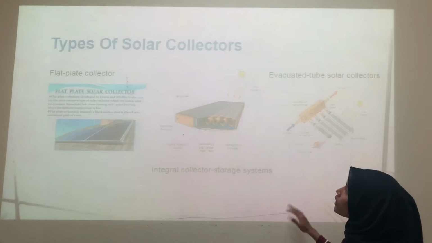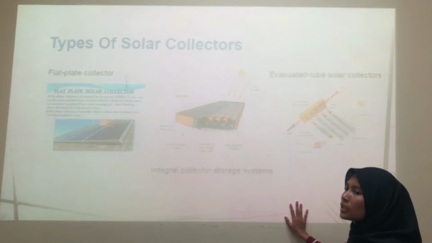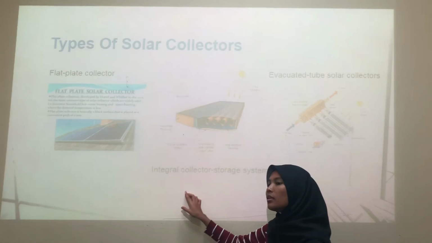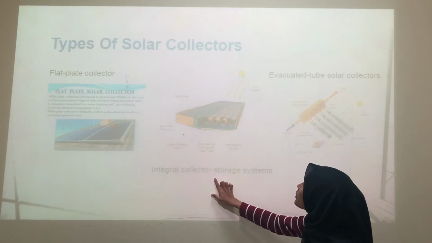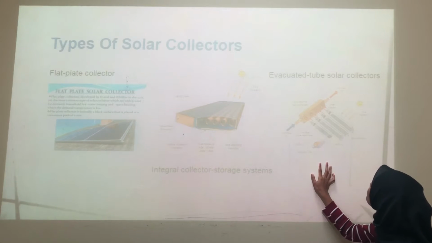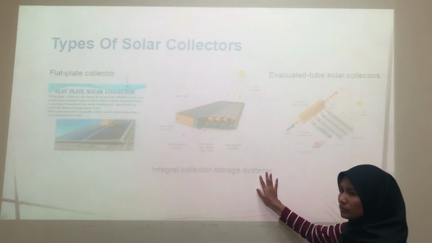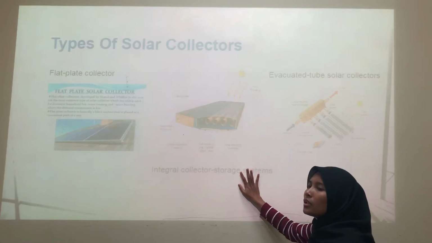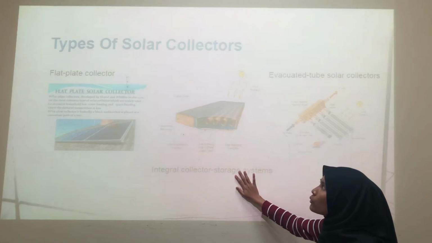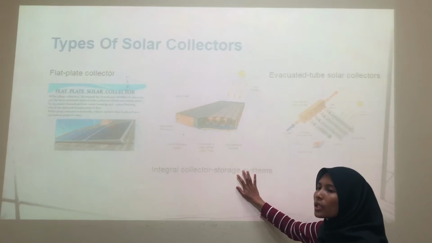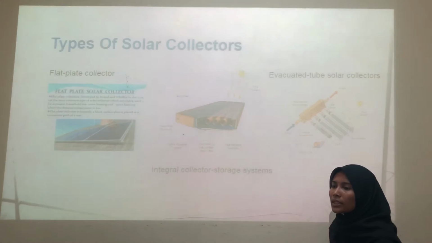Ni types of solar collectors. Dia ada beberapa jenis. The first one, flat plate collector, integral collector storage system, evacuated tube solar collector. Tiga-tiga ni functionnya sama. Fungsi utama dia adalah untuk mengumpul solar tu.